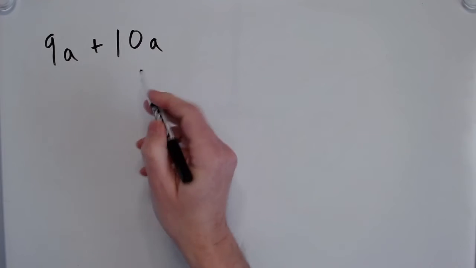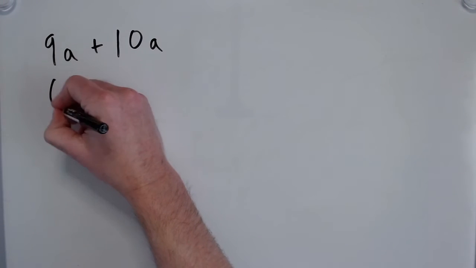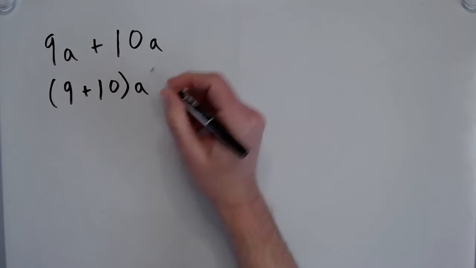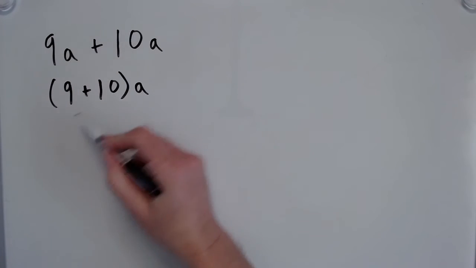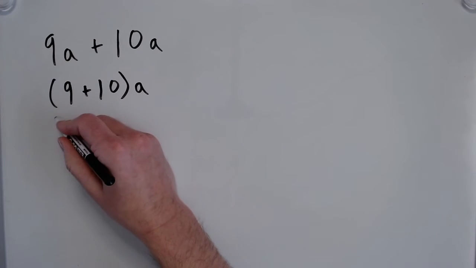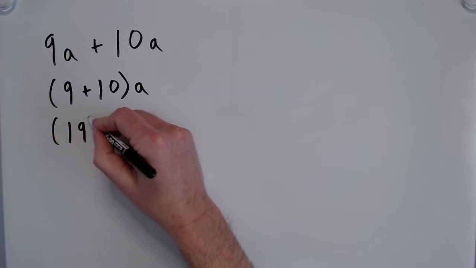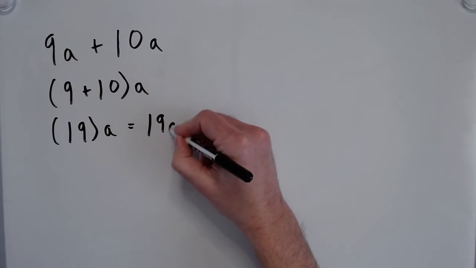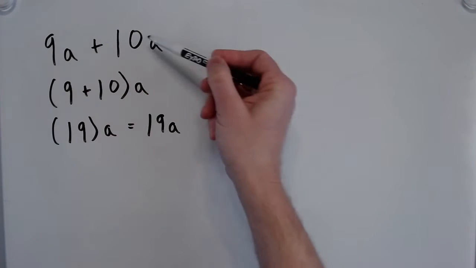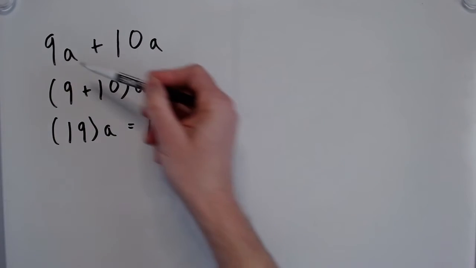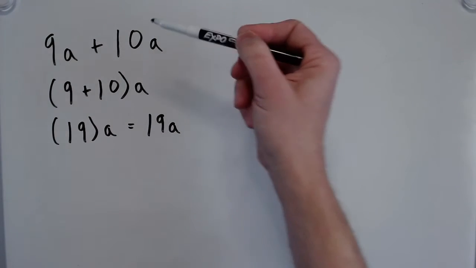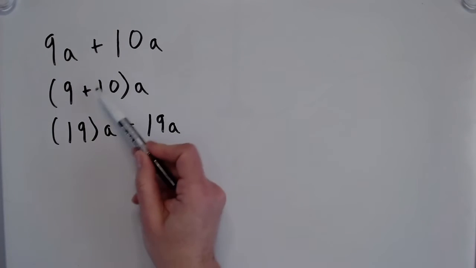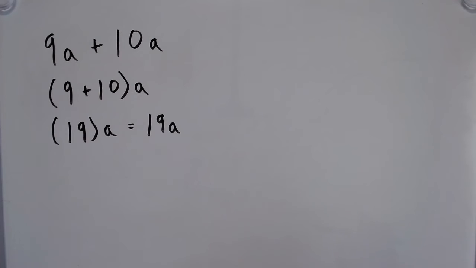So we have a common factor here. I'm just going to factor that out. 9 plus 10 times a. A is the common factor. I've pulled it out. We can simplify to 19a, and we would probably just write this as 19a. So in this case, we have like terms, and we can just combine them, 9a and 10a to 19a. And this middle part, we will end up skipping once we know we can combine like terms.